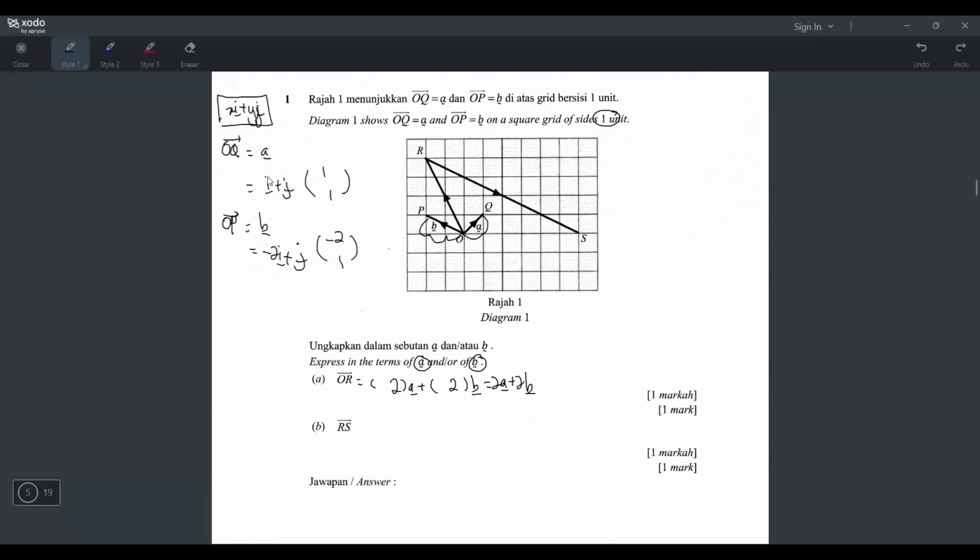After you change it to coordinate vector, you see what the question wants. O to R, so O to R also, you change it to ij. You can see O to R is how many units? 2 to the left, and then 1, 2, 3, 4. So 2 left, and then go up 4.